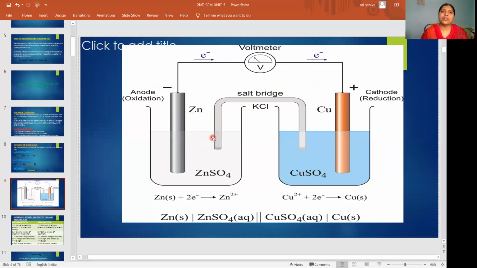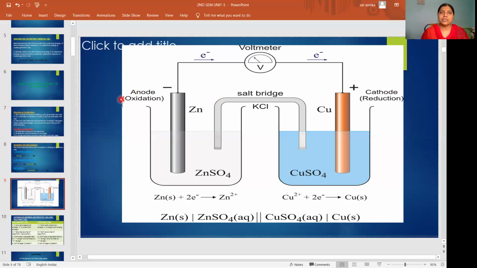Then come to the working of the galvanic cell. Working means what reactions are taking place, what is happening in the galvanic cell. This cell is the source of electricity. Due to the spontaneous redox reaction, chemical energy is converted into electrical energy. Here at the anode, oxidation takes place. At the cathode, reduction takes place. Always at the anode, oxidation takes place. Always at the cathode, reduction takes place.